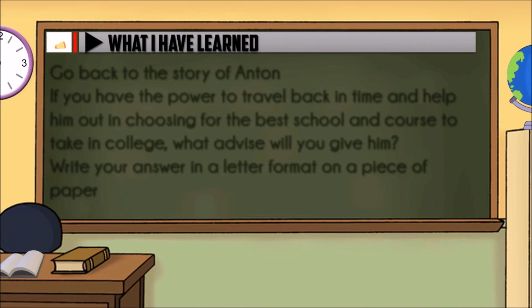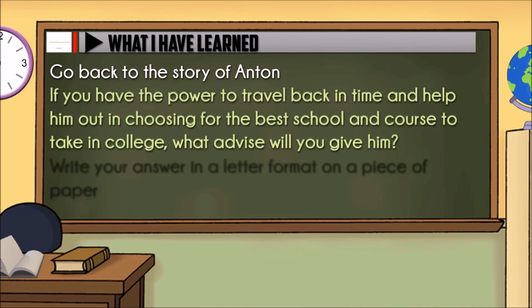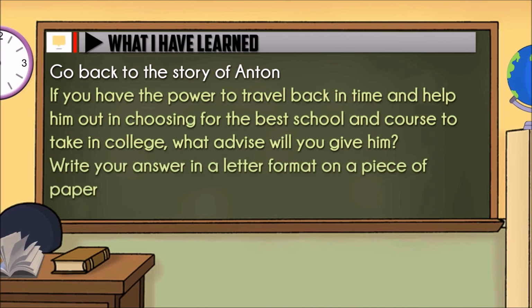What I have learned. Go back to the story of Anton. If you have the power to travel back in time and help him out in choosing for the best school and course to take in college, what advice will you give him? Write your answer in a letter format on a piece of paper.